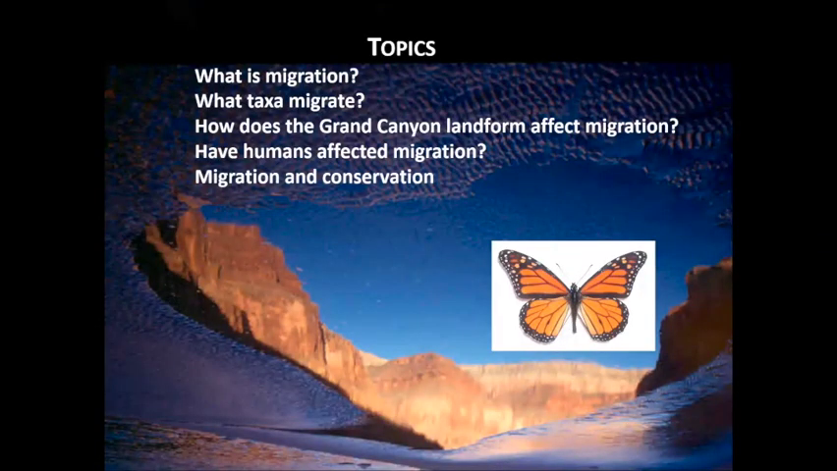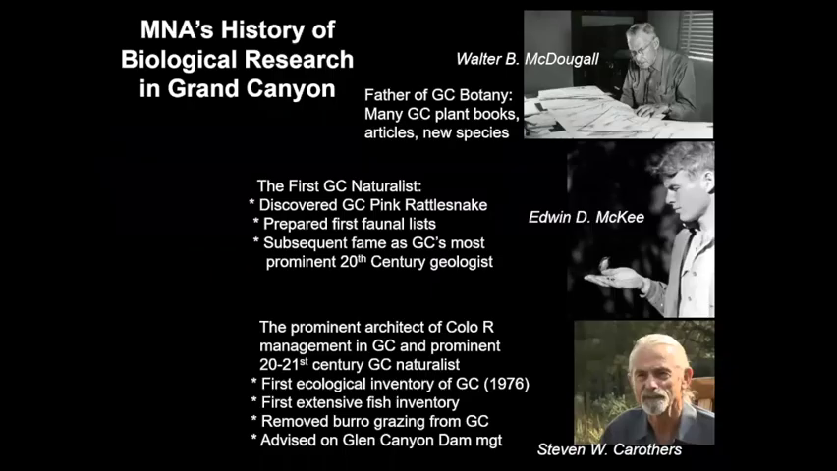First, try to define what migration is, try to figure out which species we're going to be talking about. Then try to get at the question of how Grand Canyon as a landform affects migration. And we'll talk a little bit about how humans have affected migration in this landscape as well, and some of the conservation issues.